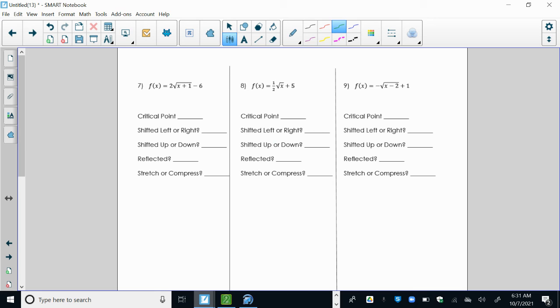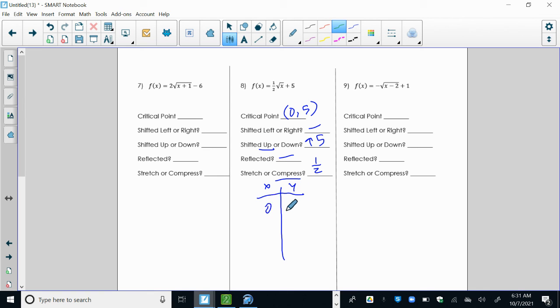So we have some more on here. Maybe let's just do number 8. Okay, so f of x equals 1/2 times the square root of x plus 5. Okay, so our critical point, 0, 5. There's no shift left or right because there's nothing inside our square root. We're going to be shifted up 5. There's no reflection. And this time we're compressed by 1/2 because we have that 1/2 in front.